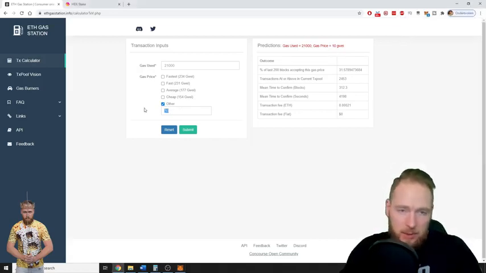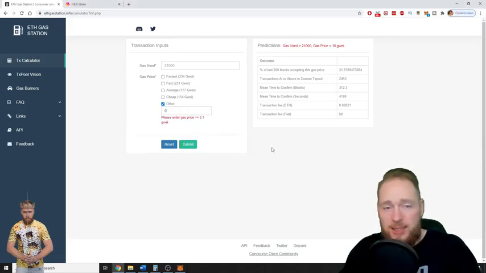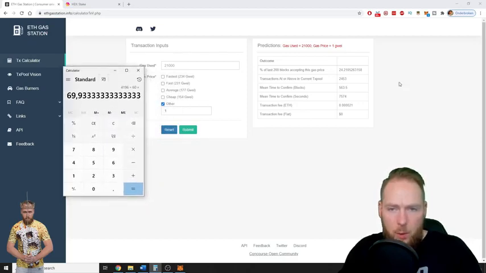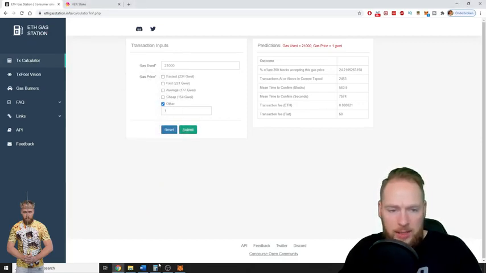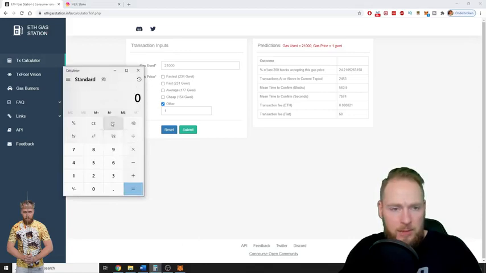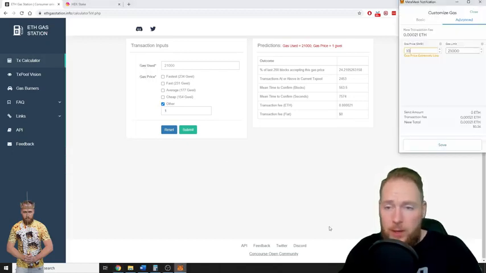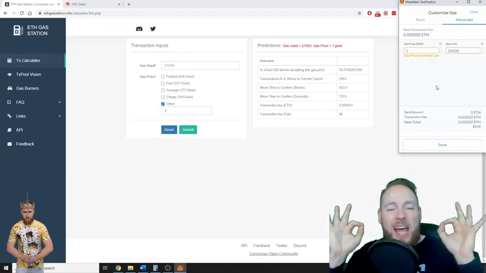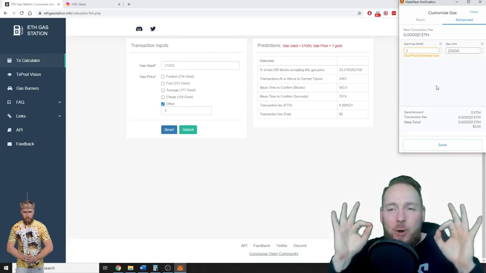You can play with this, but of course don't put zero. So the minimum, of course, is 1 gwei, and then it will take 7,574 seconds. So it will take about 2 hours, 126 minutes. So what happens when you enter 1 here? Zero gas fees, guys, zero.